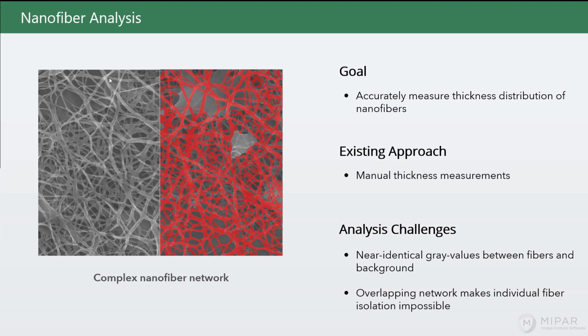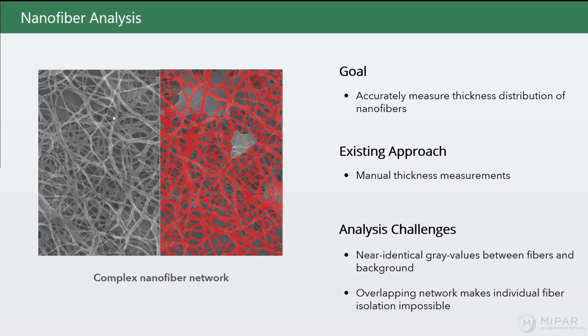And secondly, the overlapping nature of the fibers makes it next to impossible to discretize each individual fiber, if such a thing is conceptually even feasible, in order to get fiber by fiber thickness. So we need to overcome both of those. The first is a segmentation challenge, the second is a measurement challenge.